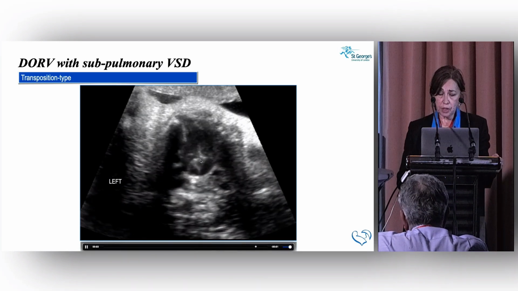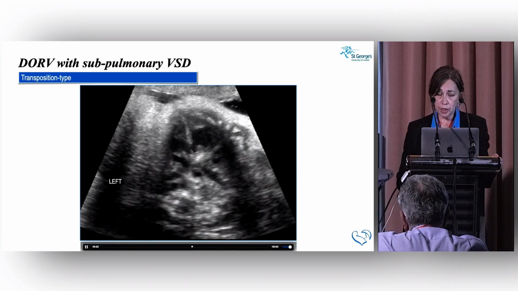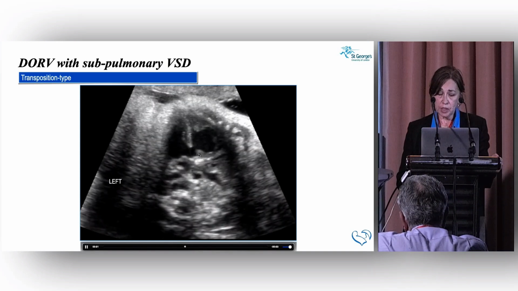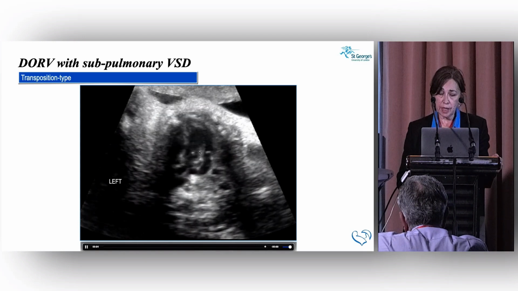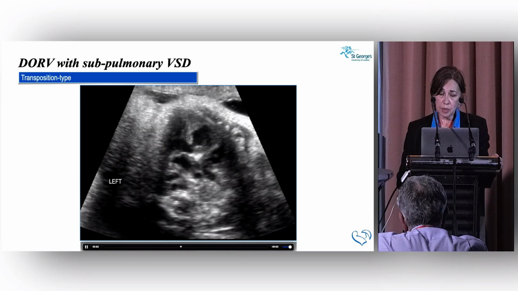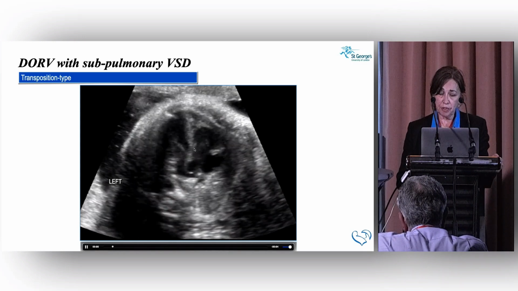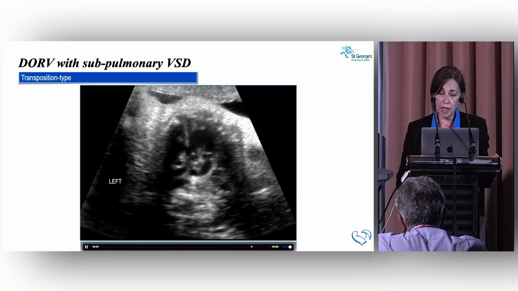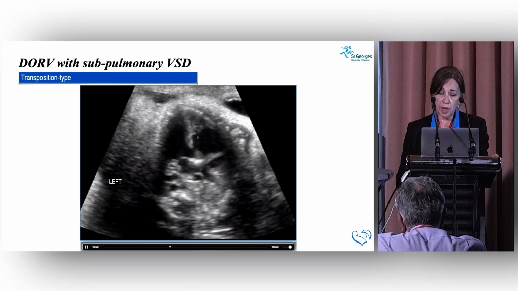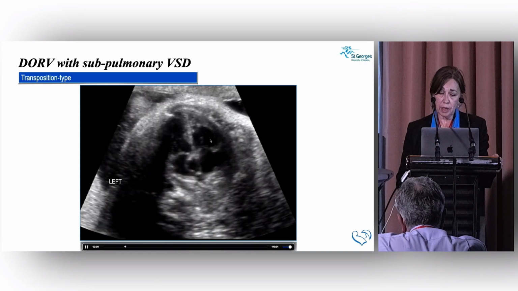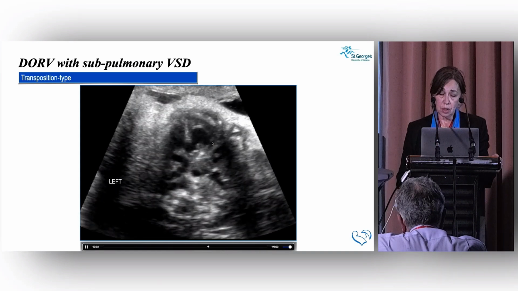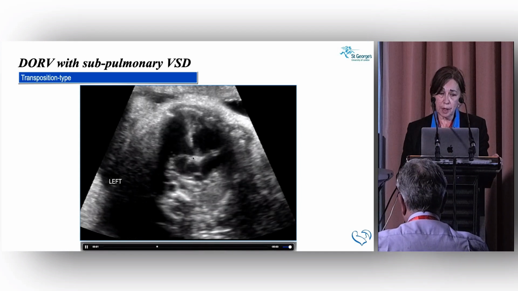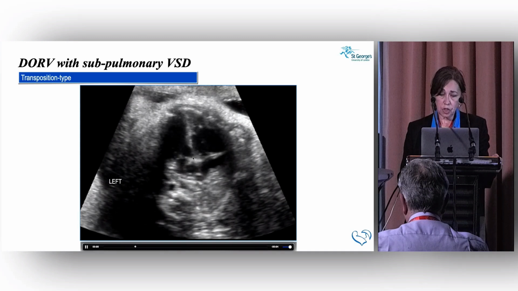Then I'm going to play this very slowly. It's a short clip, so you can see there's a VSD. And while we call it a malalignment, the other part of the septum is here. So the septum comes here. It should continue with the aorta from the left ventricle, but look at where the upper part of the septum is. So this is a malalignment VSD. And here we have the aorta coming entirely from the right ventricle, further to the right, and this is the pulmonary artery. So subpulmonary VSD, transposition type.